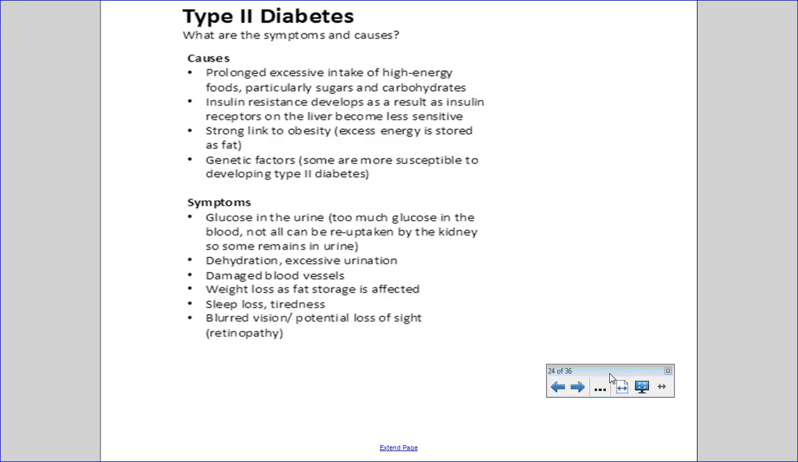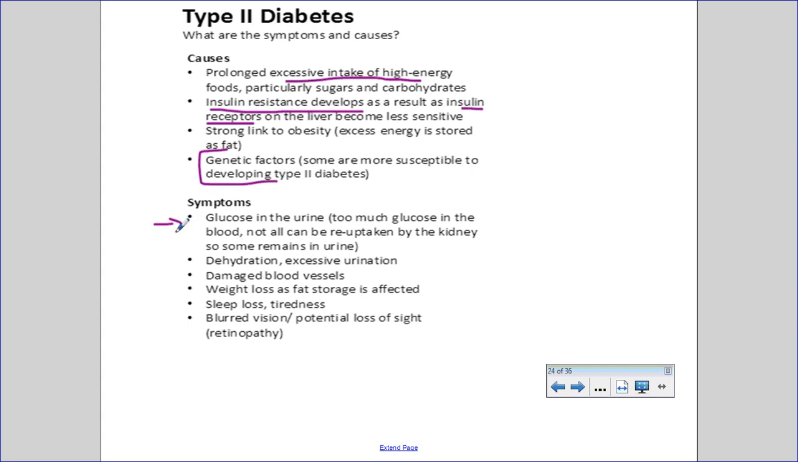So type 2 diabetes is one of the consequences of being overweight. Remember, type 2 diabetes is going to be that insulin resistance that develops. Insulin is still being produced, but those insulin receptors become less sensitive to insulin in the blood. This is basically going to be caused by prolonged excessive intake of high energy foods, particularly sugars and carbohydrates. There is a strong link to obesity, as that extra energy is going to be stored as fat. And then there can be genetic predispositions to type 2 diabetes as well.